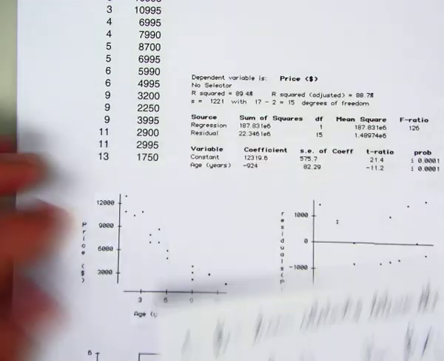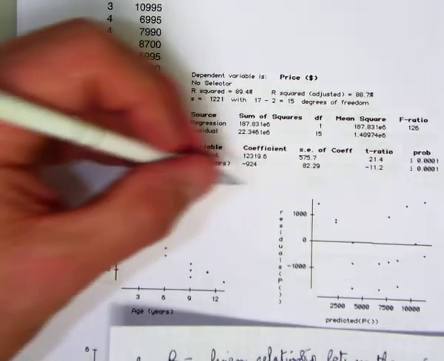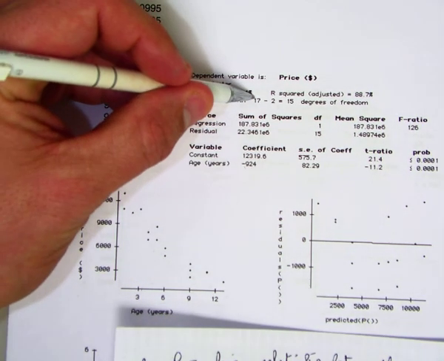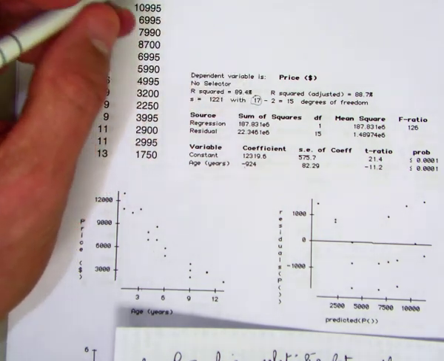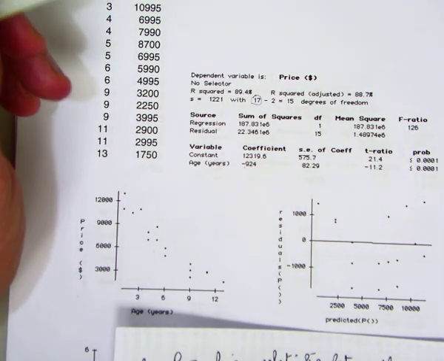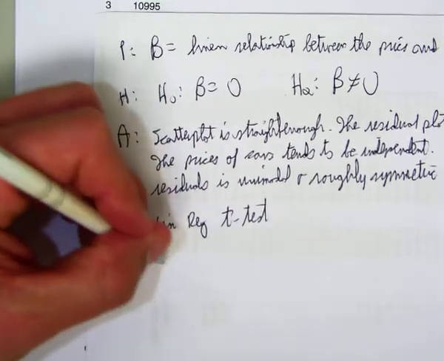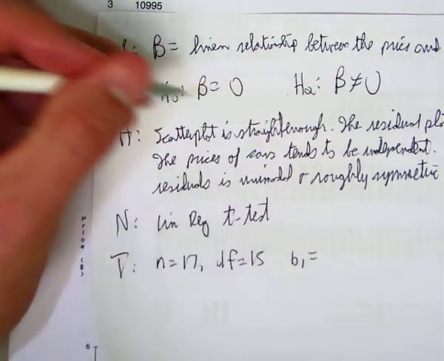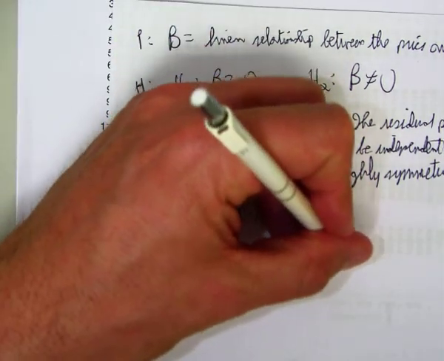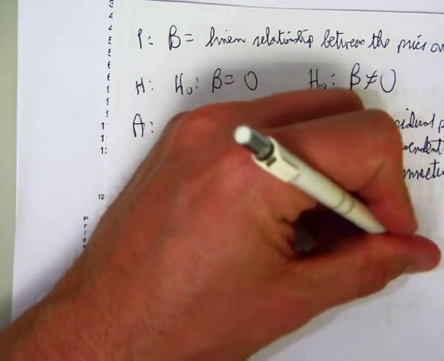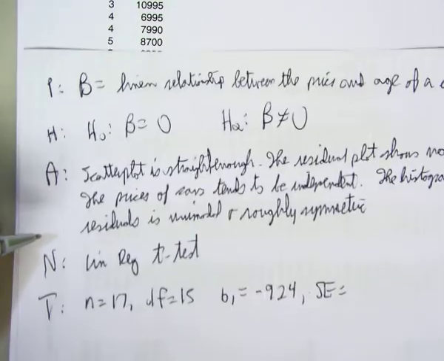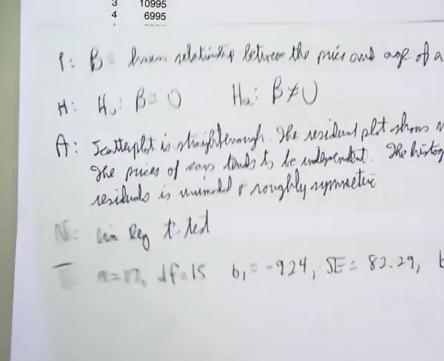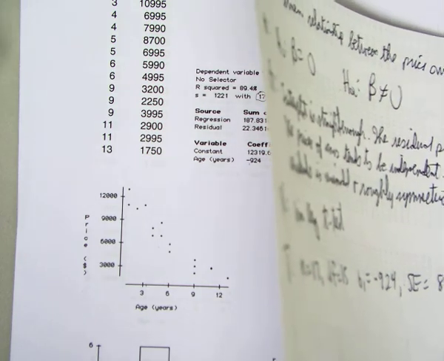Test statistics. So here's my slope line right here. I had 17 points with 15 degrees of freedom. So I'm going to go through this. N is 17, degrees of freedom is 15. B sub 1 is negative 924. Standard error of the slope is 82.29, and then the y-intercept is 12319.6.